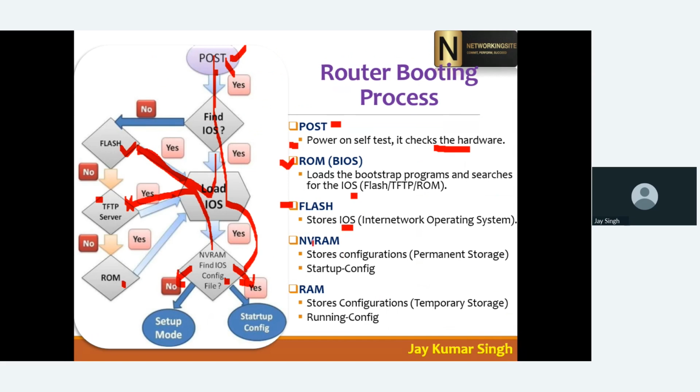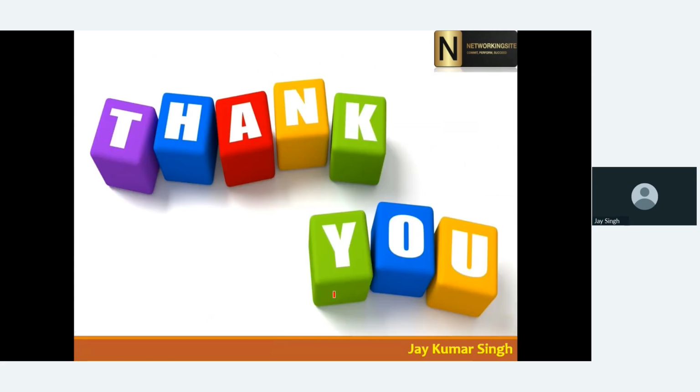Now we have NVRAM. NVRAM is used to store our configuration file. Once it finds the configuration file, it will load the configuration file to RAM and boot. But if it checks and the configuration file is not there, it means the router is new. How it will look like, I'll show you in the second slide.